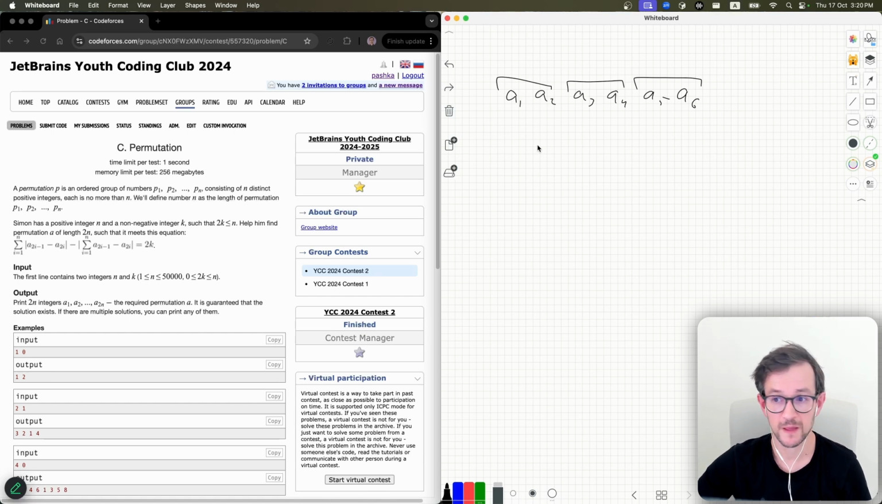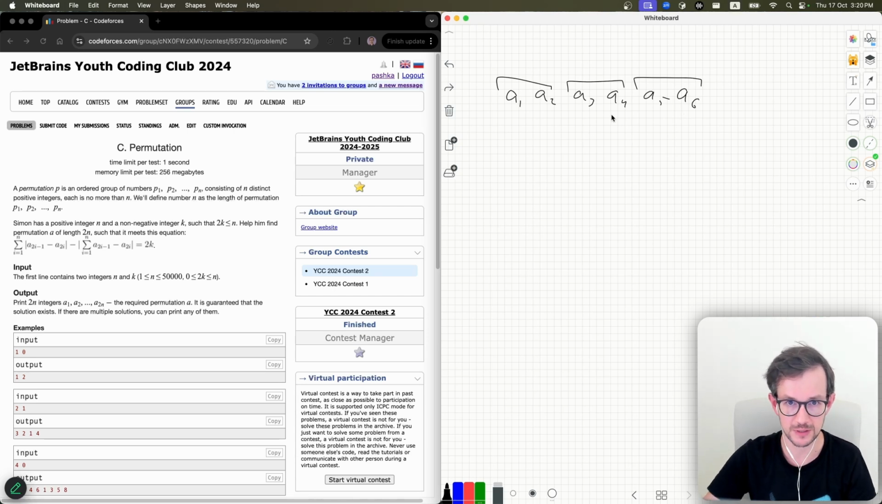Not scary. Yeah? What's happening in the right part? Almost the same thing. But I take this absolute value out of this sum. So I first calculate the sum of all these differences, and then calculate the absolute value of this sum.